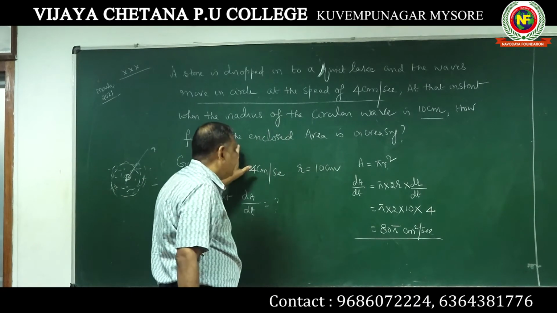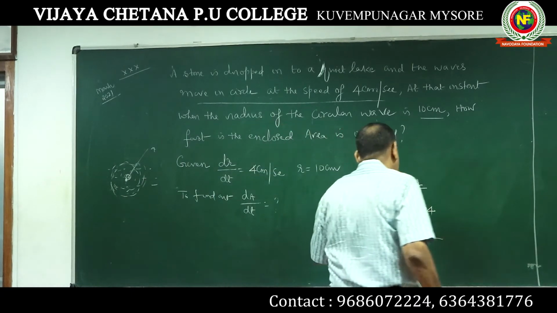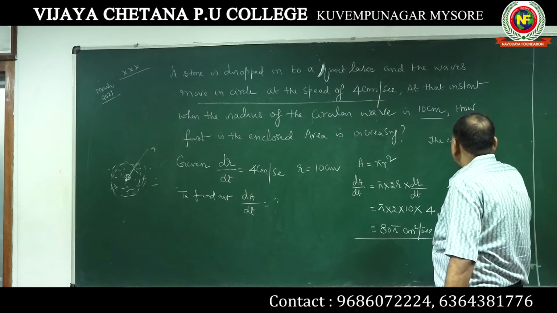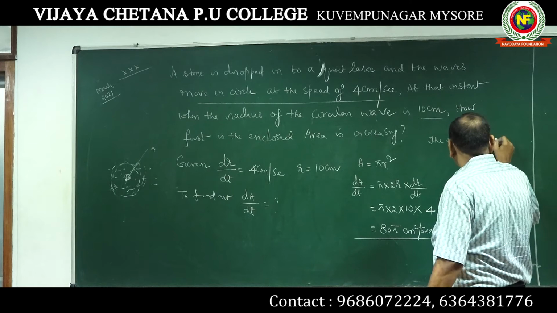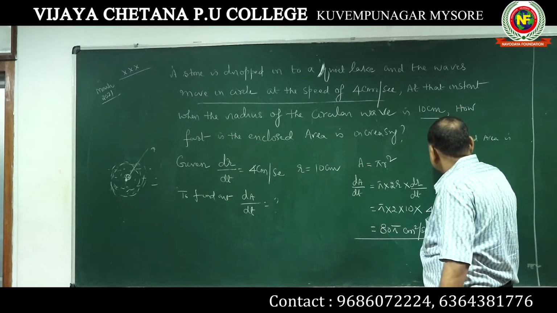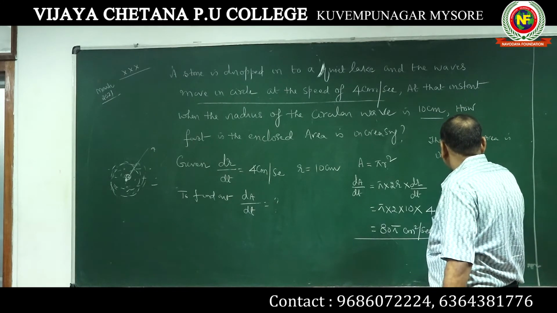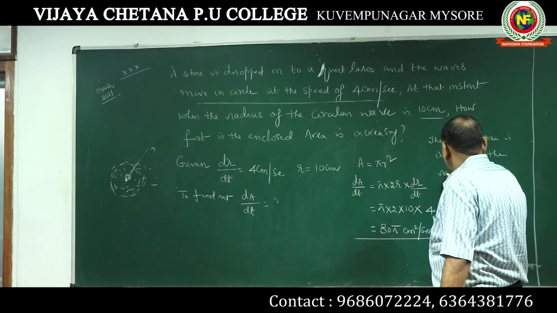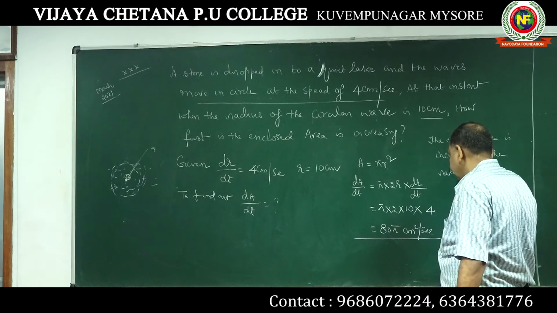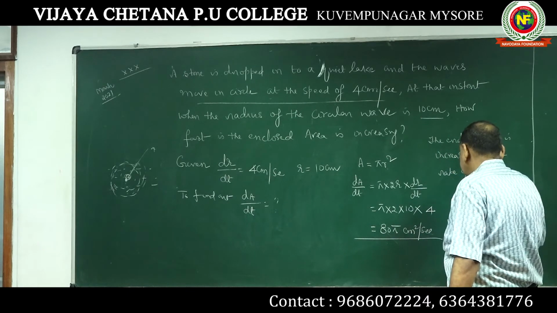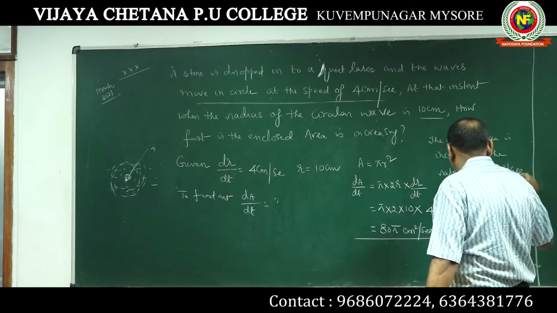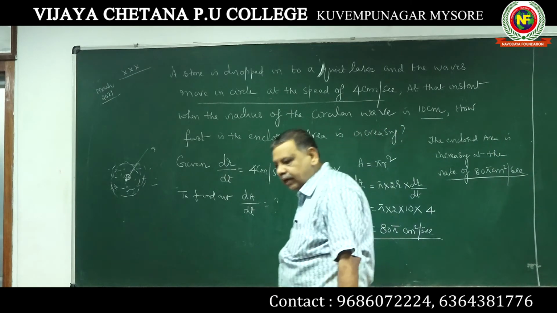So you write the enclosed area is increasing. Write down that the enclosed area is increasing at the rate of 80 pi centimeters square per second. That's all. You should write that 80 pi centimeters square per second.